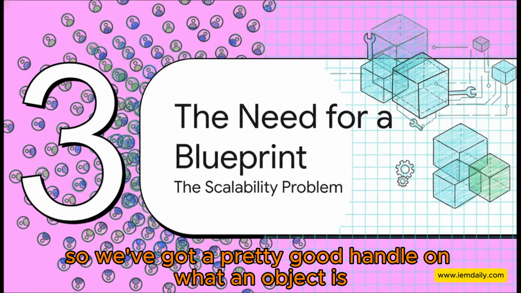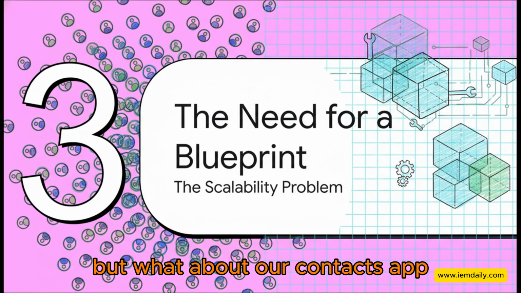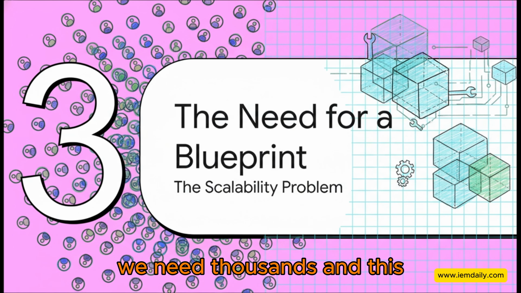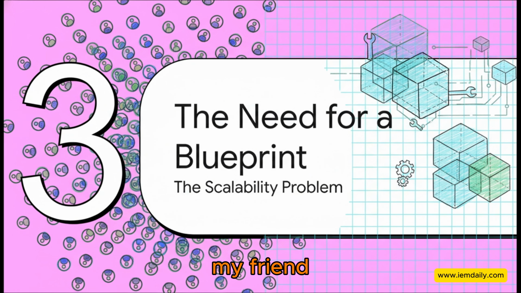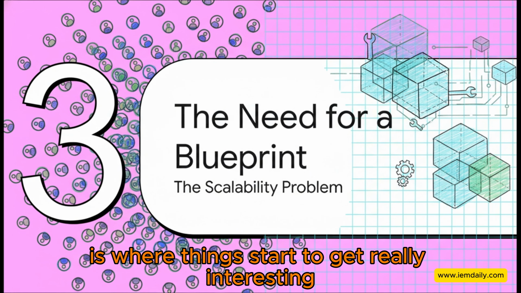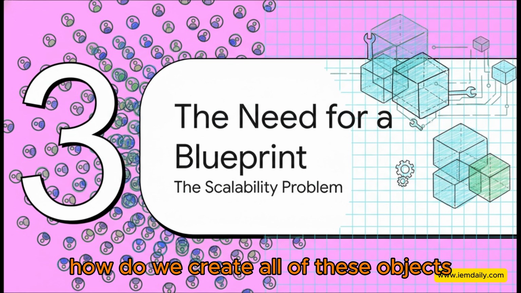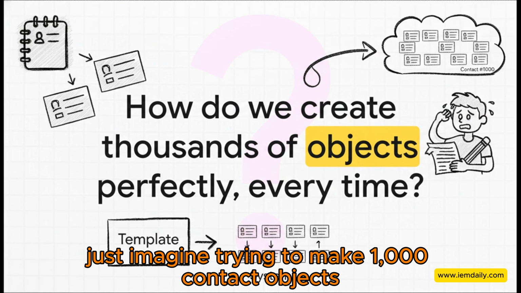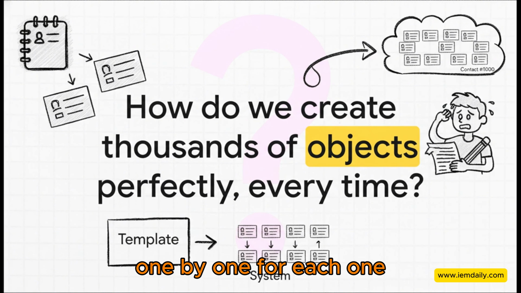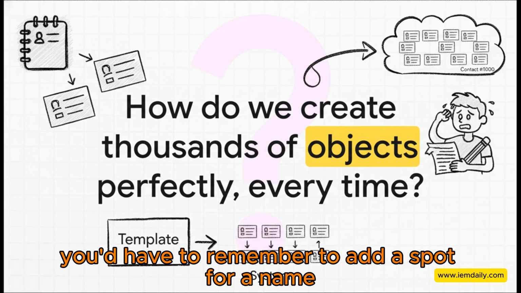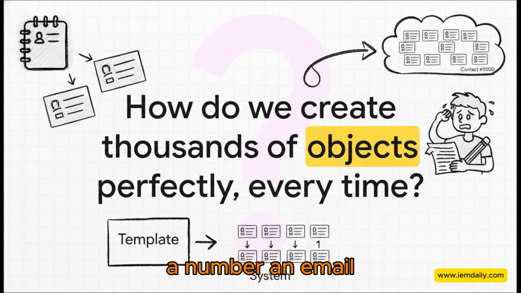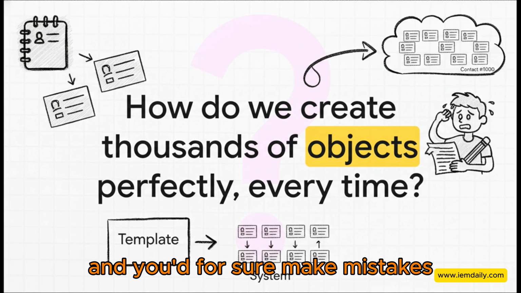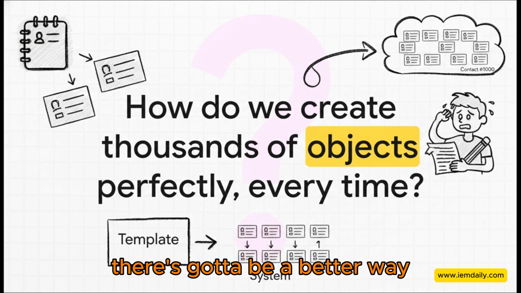Okay, so we've got a pretty good handle on what an object is. But what about our contacts app? We don't need just one contact, we need thousands. And this, my friend, is where things start to get really interesting. How do we create all of these objects without totally losing our minds? Just imagine trying to make 1,000 contact objects, one by one. For each one, you'd have to remember to add a spot for a name, a number, an email. It would be an absolute nightmare to manage, and you'd for sure make mistakes. There's gotta be a better way.